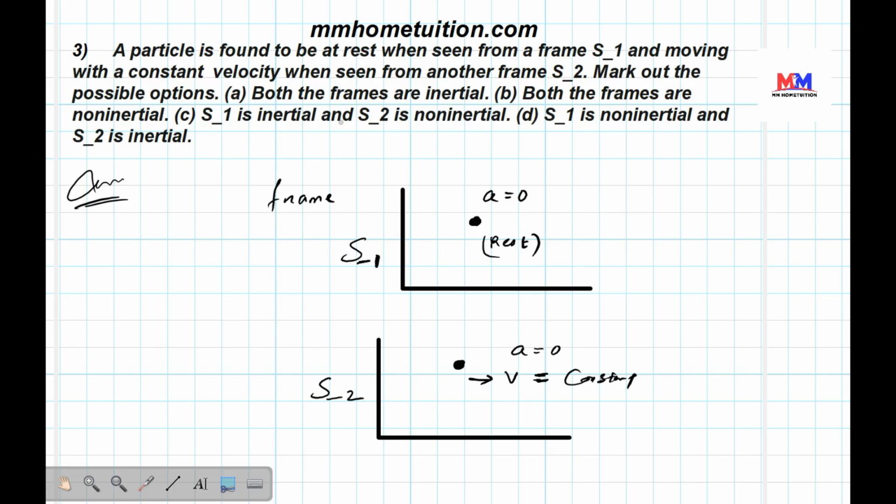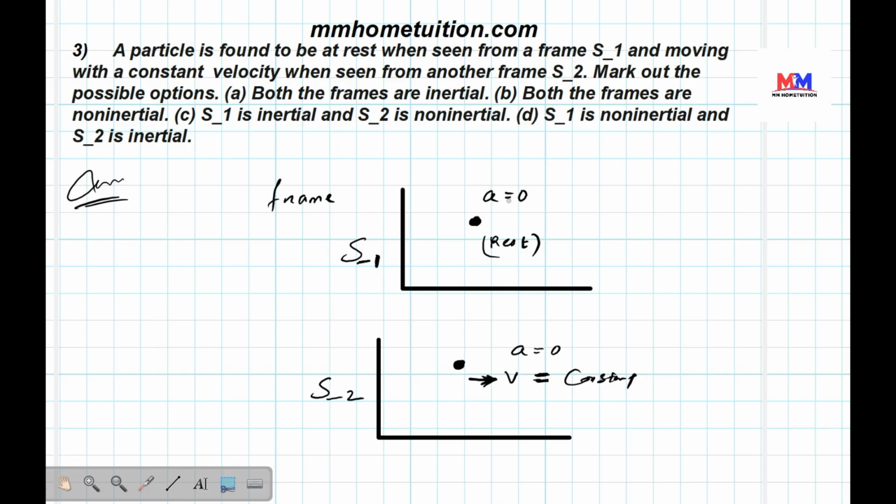So which options are correct? Both the frames are inertial. Both the frames are non-inertial. S1 is inertial, S2 is non-inertial. S1 is non-inertial, S2 is inertial. So mark out the possible options. When this particle is at rest, acceleration is 0. When the particle moves with constant velocity, acceleration is also 0. So which option is correct?